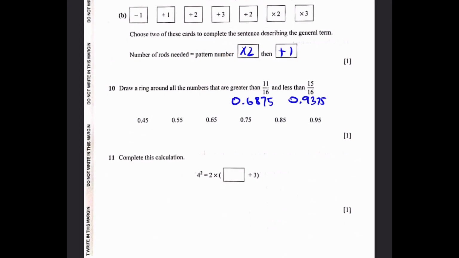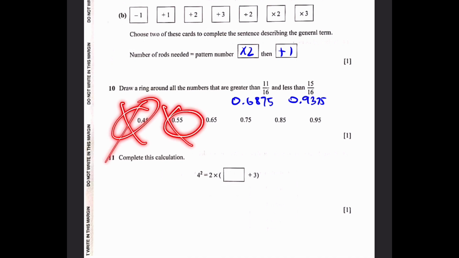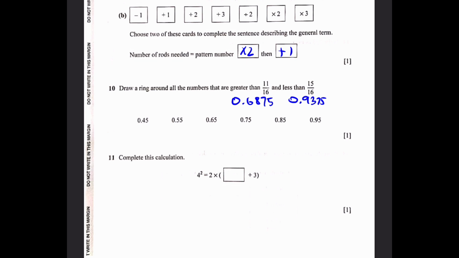Let's see which numbers are between these. 0.45, no. 0.55, no. 0.65, also no. It's not greater than 0.6875. 0.75 is greater than this, less than this. Yes. Draw a ring around that. 0.85, yes, same 2 reasons. Draw a ring around that. 0.95, well, it's greater than 0.6875, but it's not less than this, 0.9375. So that's question 10.